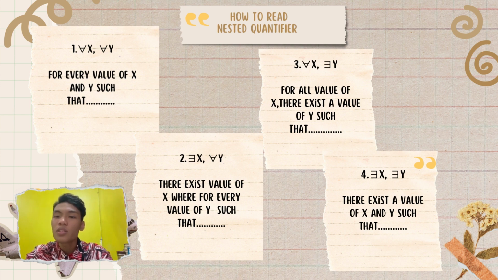And the third one is "for all and for some." A statement that contains for all and for some can be read as: for all values of x there exists a value of y such that blah blah blah. And lastly, the statement that contains the quantifiers "for some and for some" is read as: there exists a value of x and y such that blah blah blah. So that is how we read nested quantifiers, to make them easier to understand.